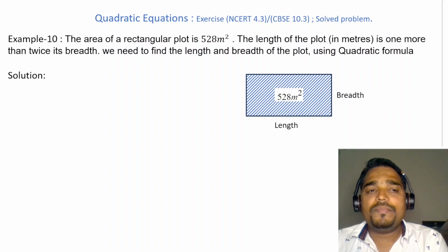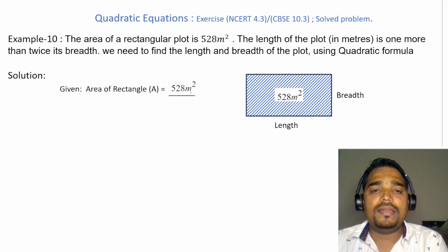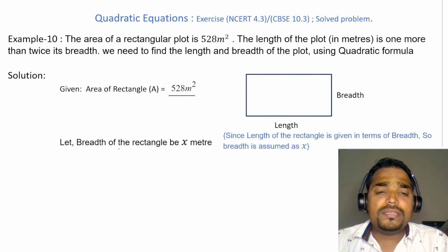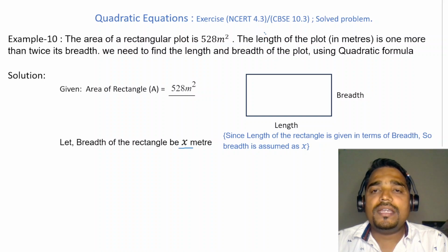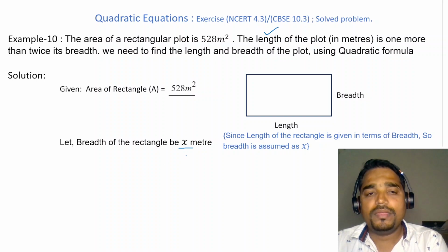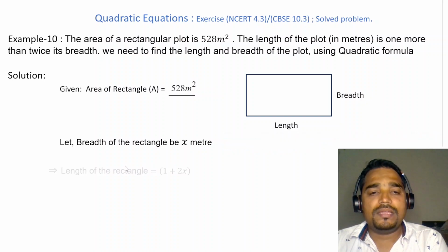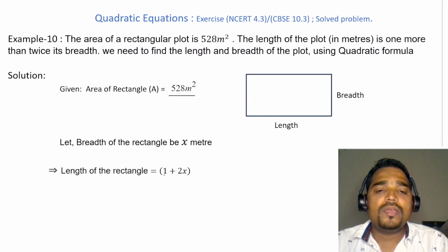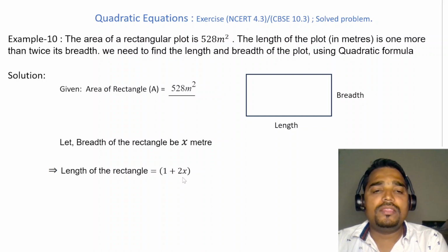Let's note down the area first. Area of the rectangle is 528 meters square. Now breadth is assumed as x because length is given in terms of breadth. Length of the plot is one more than twice its breadth. Therefore breadth is assumed as x. Since breadth is x, length of the rectangle would be one more than, that is 1 plus twice its breadth, that is 2x, or length of the rectangle would be equal to 2x plus 1, so many meters.